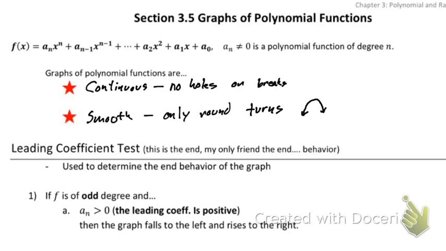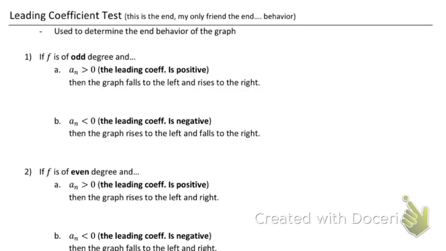All right, the next thing we're going to get to is something called the lead coefficient test. We already did this with quadratics. Like I was saying, if we had a positive lead coefficient, it went up. It made a U shape. If you had a negative, it went down. It had an upside down U shape.